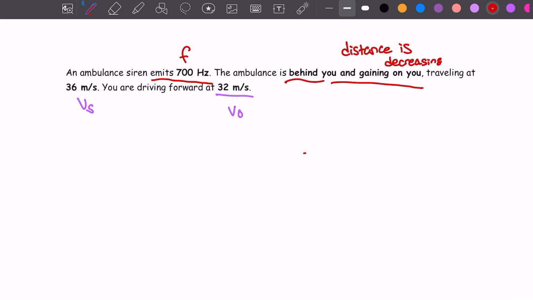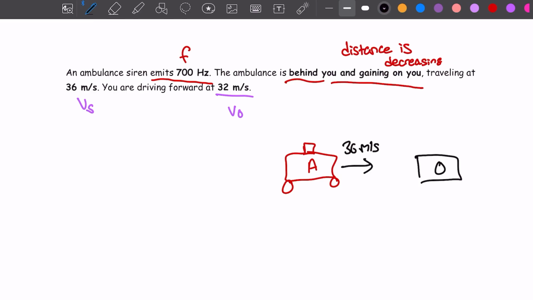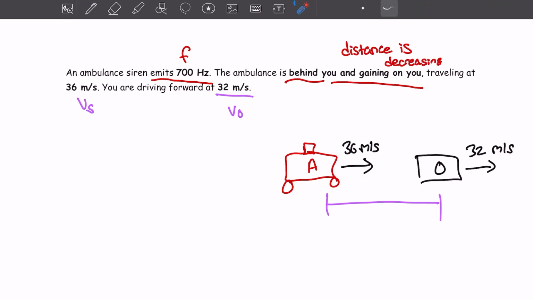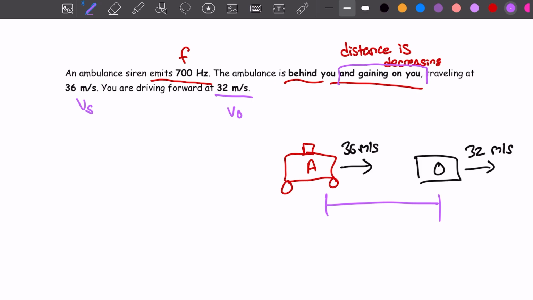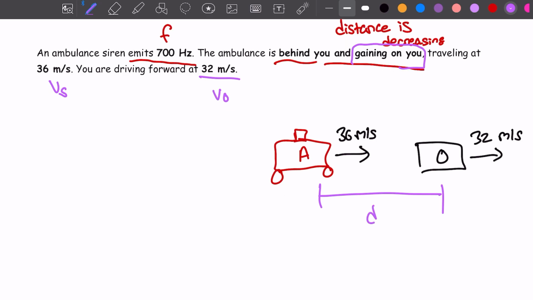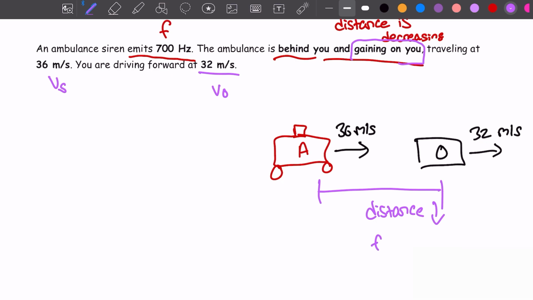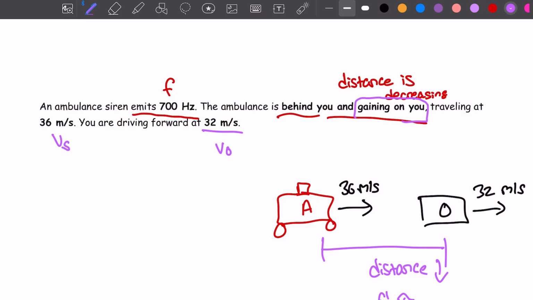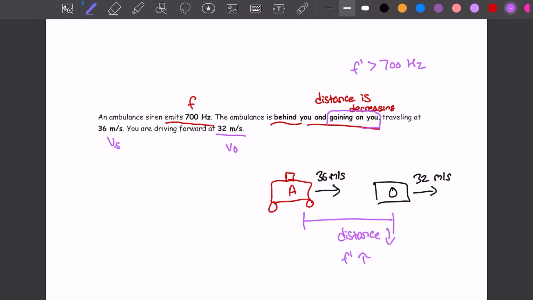So let's draw this out. Here's our ambulance, and here's the observer. The ambulance is going 36 meters per second, while we're going 32 meters per second. We're told that the ambulance is gaining on us, which means that the distance is getting smaller. If something was behind us and going at a faster speed than us, then it's going to get closer and closer. Even if it didn't tell us this part over here, we could figure it out on our own. So the distance is decreasing. And when distance decreases, the observed frequency increases. So we can predict that the observed frequency, or f prime, is going to be greater than 700 hertz.